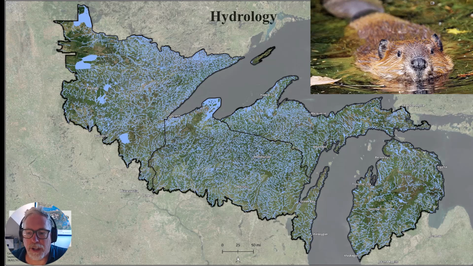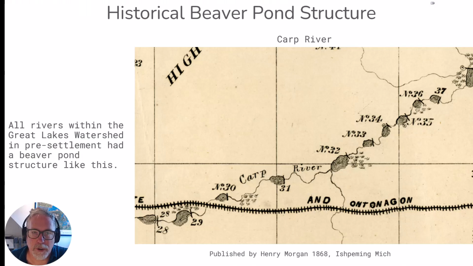This map highlights the hydrology of the region, which is rich in fresh water. Most of the watersheds have low gradient streams and a high percentage of wetlands. Prior to the fur trade, which began in the 1600s, the Western Great Lakes had one of the highest densities of beaver in North America. Here we can look at a historical beaver pond structure. This is what all headwater streams looked like prior to the fur trade.